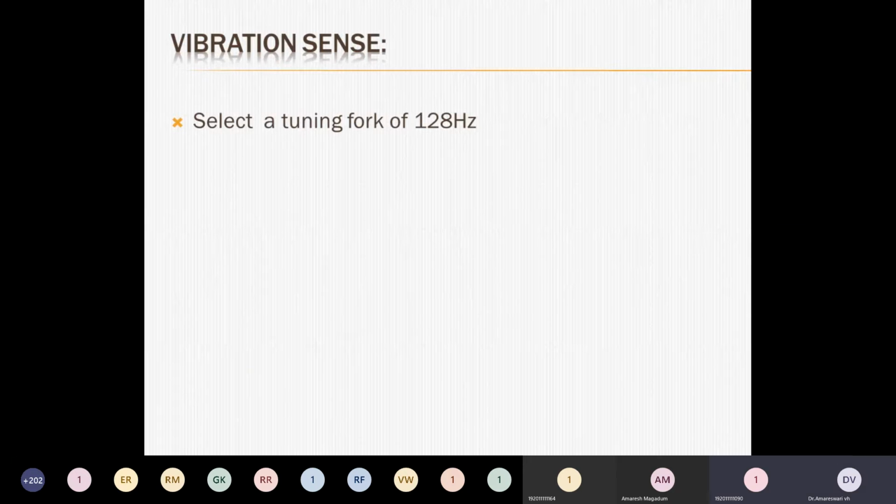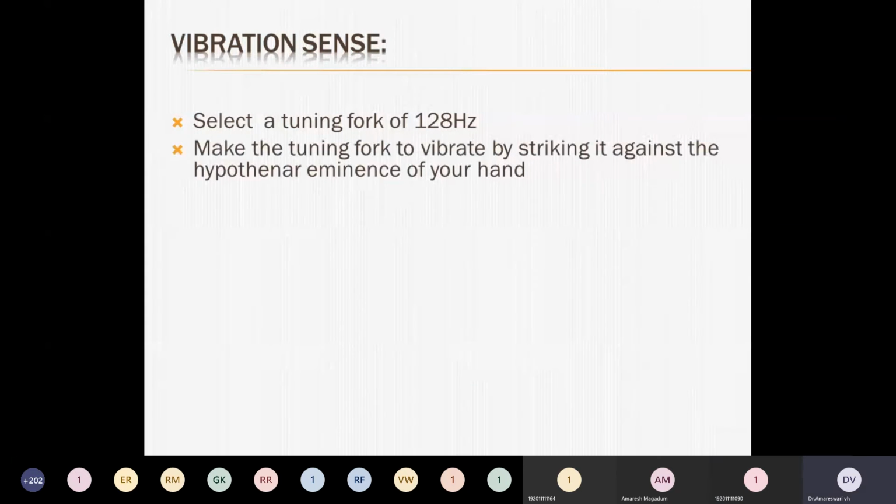Next is the vibration sense. Vibration sense means it is a buzzing sound, as if something is moving, vibrating on your skin. I'll use the microphone, my headphone. For this test, you need a tuning fork of 128 Hz.